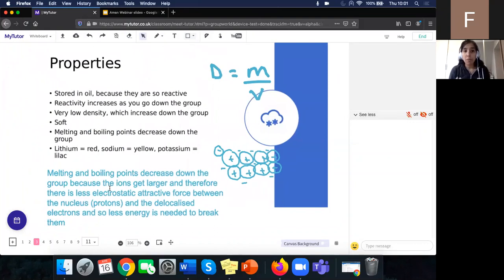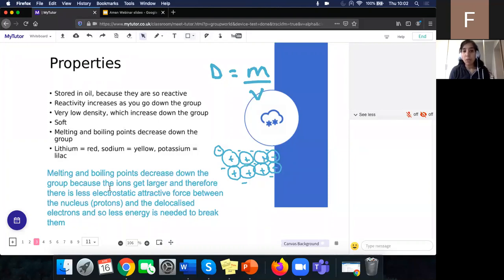So we've talked about them being stored in oil because they are reactive, and they get more reactive as we go down the group because of a greater distance from the nucleus and more shielding. We've talked about them having a very low density because they tend to be quite small mass in quite a large volume, but that increases down the group because the mass increases more than the volume. They are soft because there's weak electrostatic attractive forces between the outer electrons and the protons in the nucleus. And remember, those outer electrons are delocalized if we're talking about them as metals.